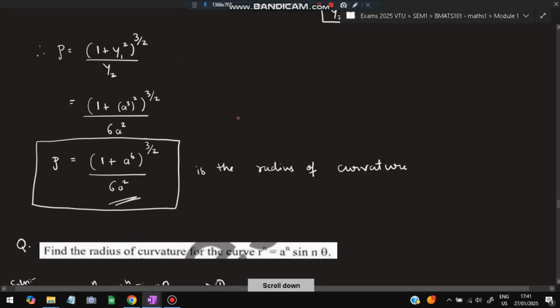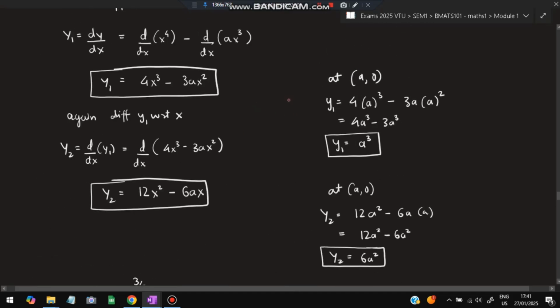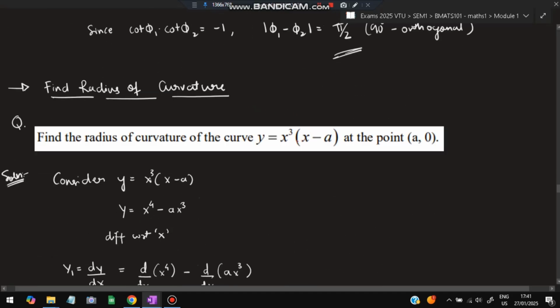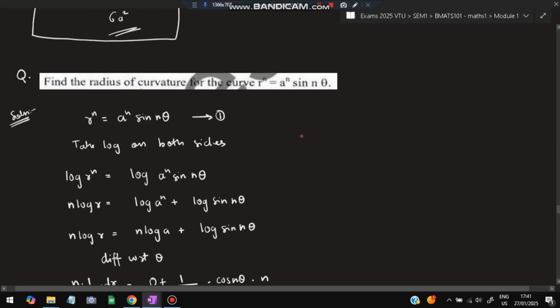For all Cartesian form, you have to do this one. Cartesian form means it will not have theta values. This question does not have theta values. If you observe carefully, there is no theta values present here, only x and y. If there is theta value and r value present, that is called polar form. They can ask you the radius of curvature in the polar form as well. So a separate formula is there.